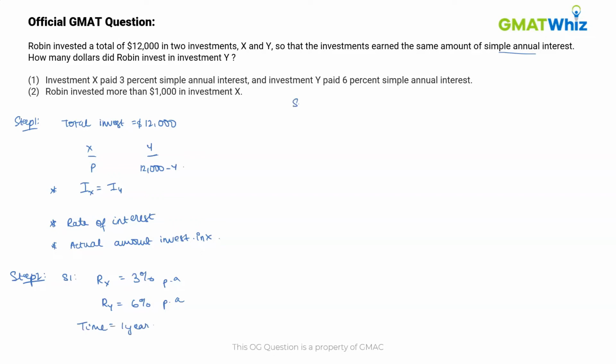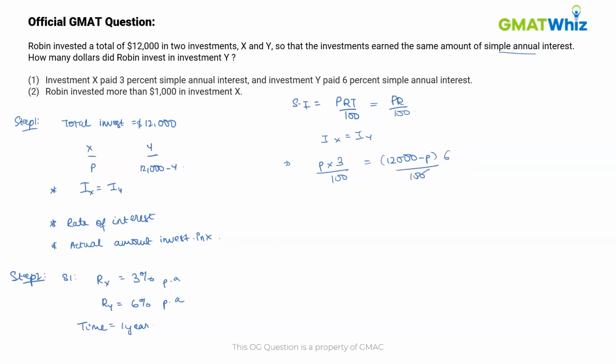Therefore, we know that the value of simple interest is equal to P times R times T divided by 100, where P is the amount invested, R is the rate percent and T is the time. Now since T is equal to 1 year, we have PR by 100. Now we know that the interest earned from investment X is equal to the interest earned from investment Y. Therefore, we have P times 3 by 100 is equal to (12,000 minus P) times 6 by 100.